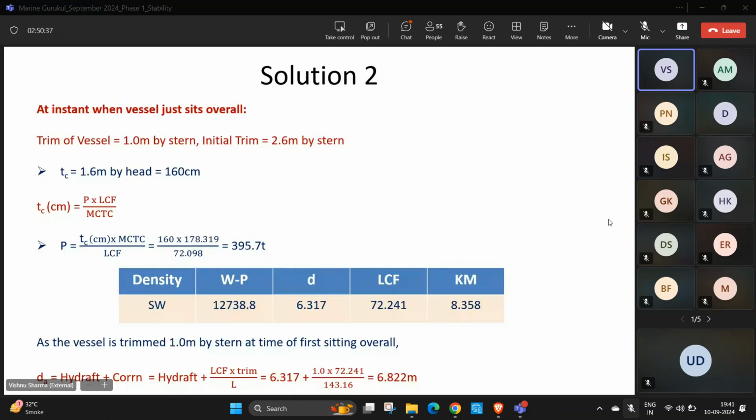That is the draft aft and depth aft when the vessel just sits overall on the seabed. 6.822 meters is the draft aft and the depth at the after end when the vessel just sits overall. Yes, correct. Have you understood, beta?